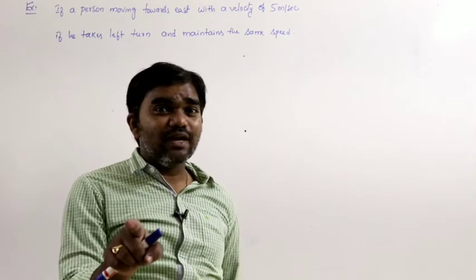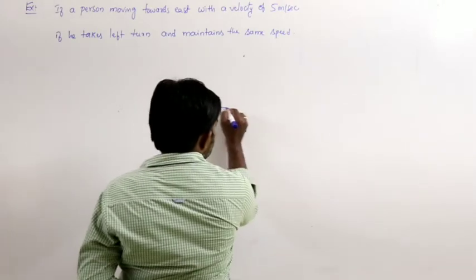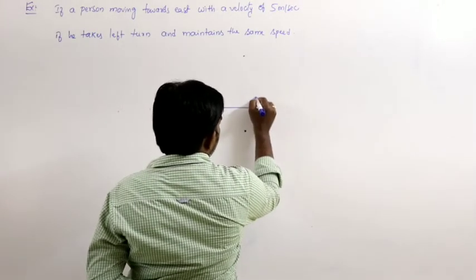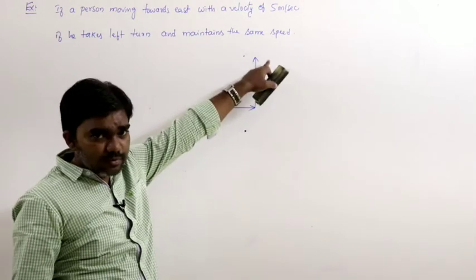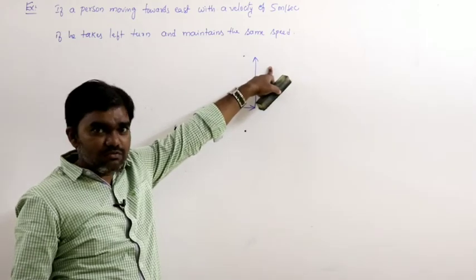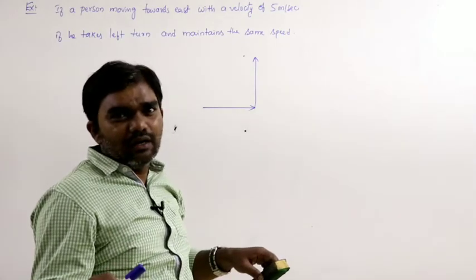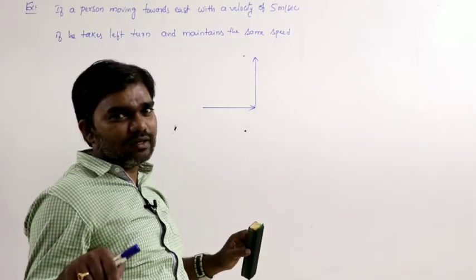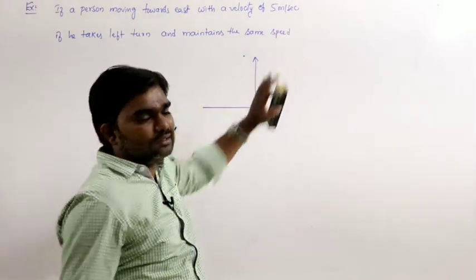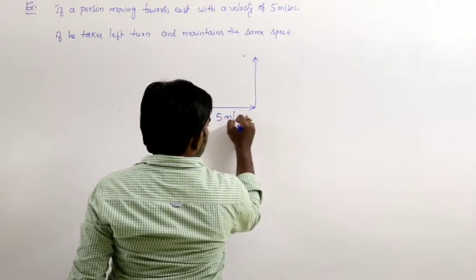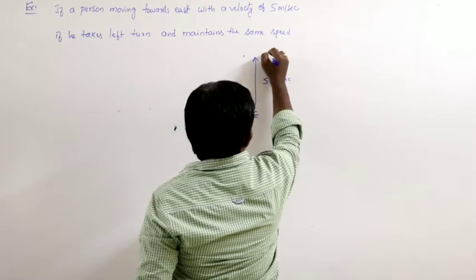I am not mentioning velocity, I am mentioning the speed only, because initially the person is towards east and he takes the left turn, meaning towards north. The direction of the person changes. If the direction changes, velocity also changes, but speed remains constant. Speed is a scalar. It doesn't depend on the direction, but velocity is a vector. It depends on direction. Initially it is towards east, next it is towards north. So this is 5 meters per second and this is also 5 meters per second. So this is east and this is north.